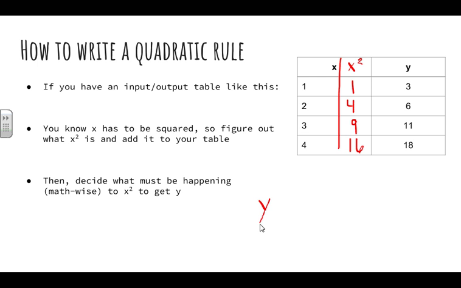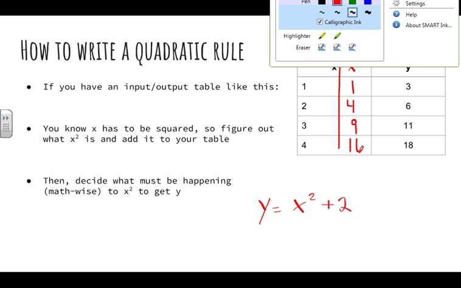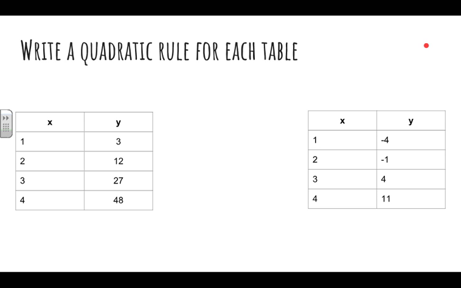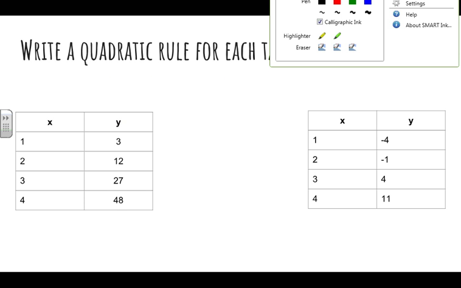So that is pretty simple. So that must mean that y equals x squared plus 2. And that's our function rule. All right? Okay, let's move forward. All right, so we're going to write a quadratic function rule for each of these tables.